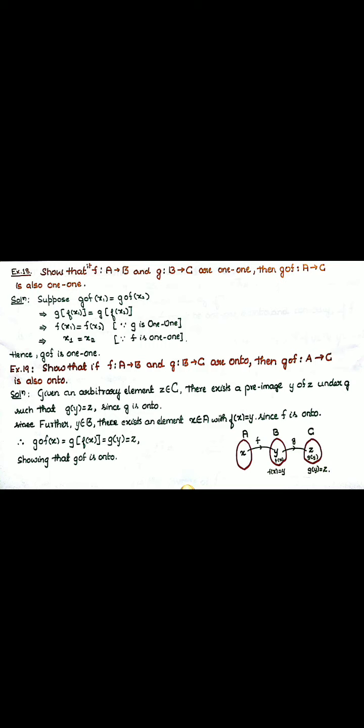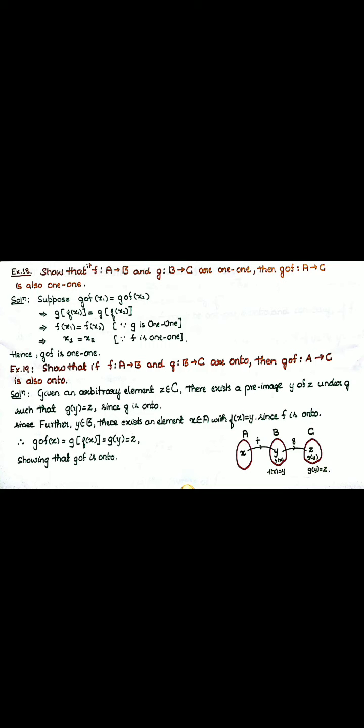Now the solution. Given an arbitrary element z belonging to C, there exists a pre-image y of z under g such that g of y is equal to z, because g is an onto function. Further, since y belongs to B, there exists an element x belonging to A such that f of x is equal to y. This is because f is an onto function. They have given that f is onto and g is onto.